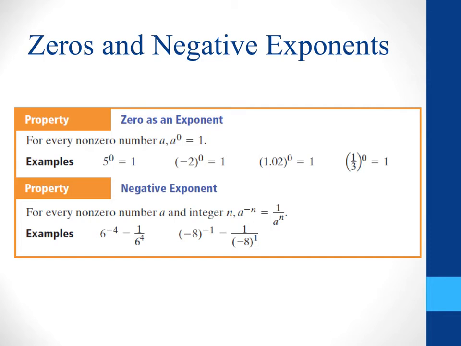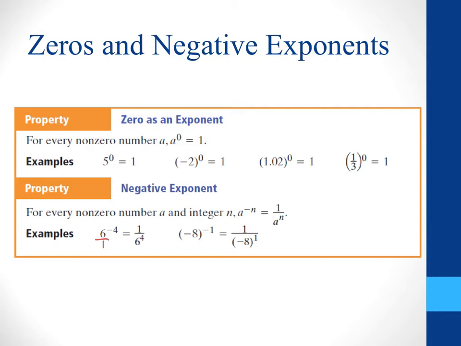Now for negative exponents, I like to think of a negative exponent as a way to tell you that it's in the wrong spot, or that power is in the wrong spot. So if you look at some examples, if I have 6 to the negative 4th, we could rewrite that as 6 over 1 to the negative 4th.